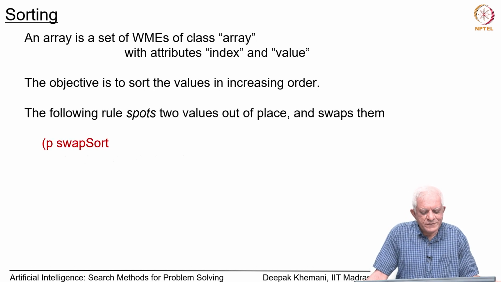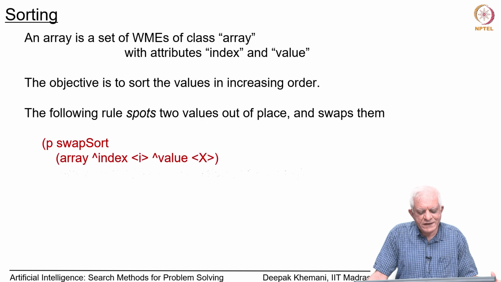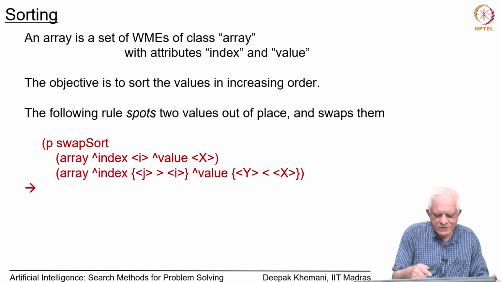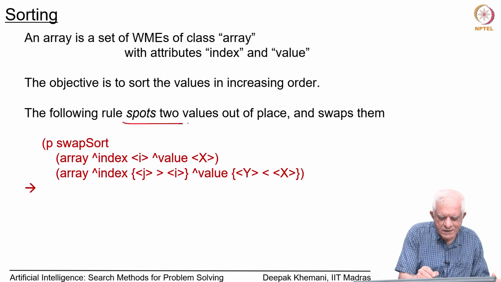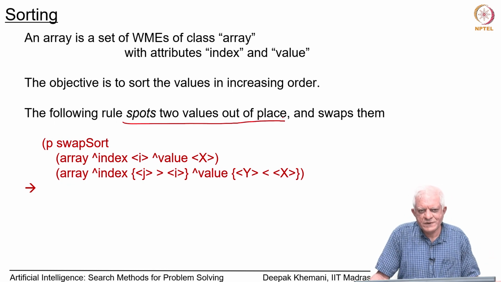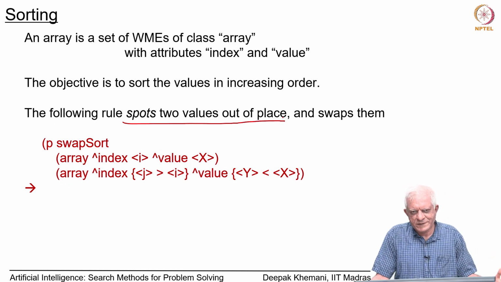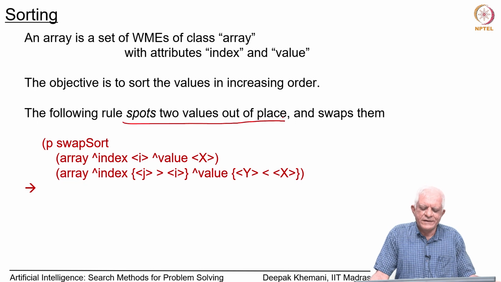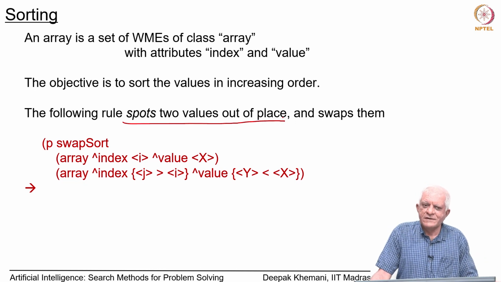So, here is a rule. What does it do? It basically spots 2 values that are out of place. That is all it does. Try to compare this with other programs you may have written for sorting. You have to worry so much about control essentially, as we will see later next week.